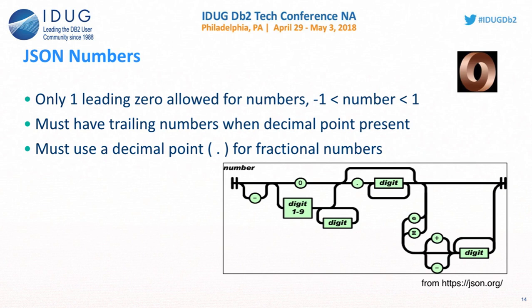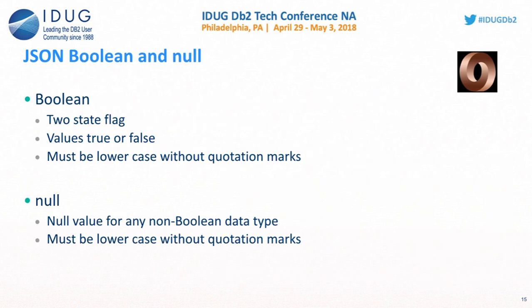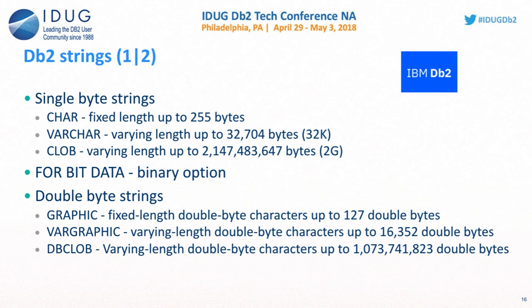The other two data types that we've got: Boolean, that's where the true/false comes in. If you've got something that truly is a true or false, if JavaScript is pulling this back, they need it to be one of those two. It's got to be lowercase without quotation marks. Null is the same, it's got to be lowercase without quotation marks. So you've got a fairly small set of data types available to you in JSON.